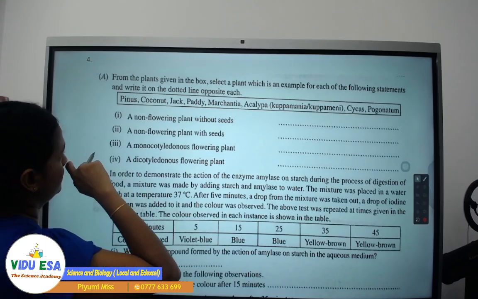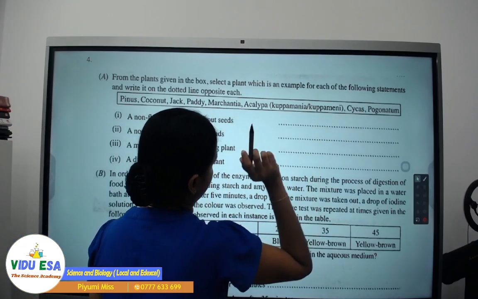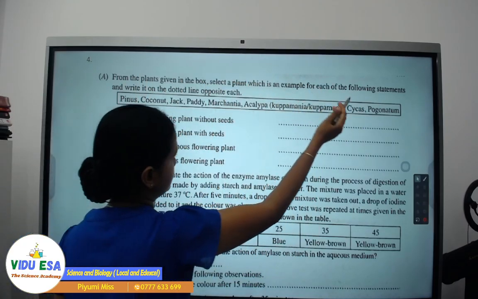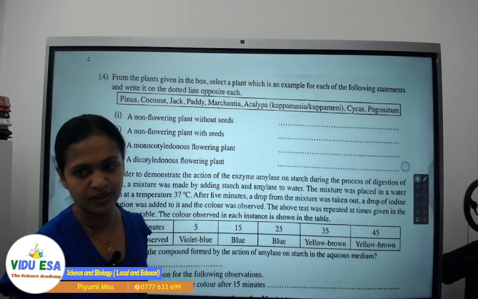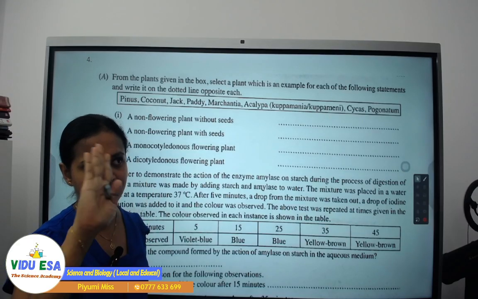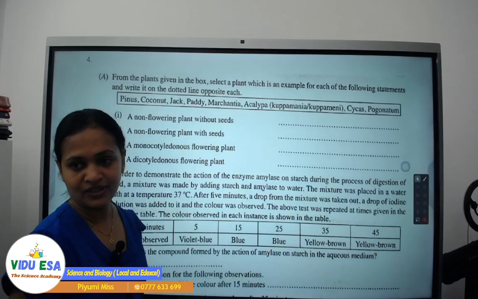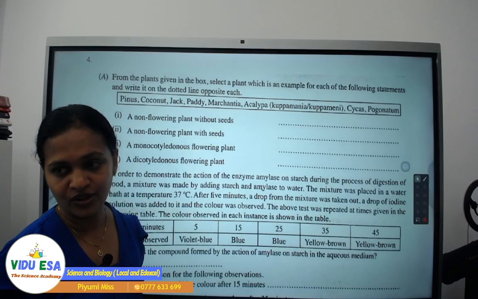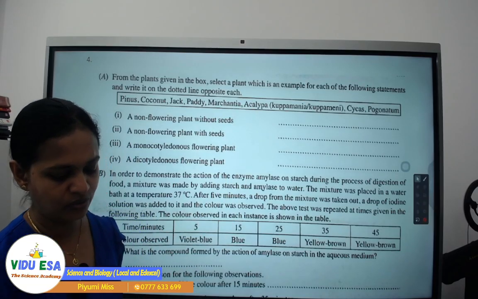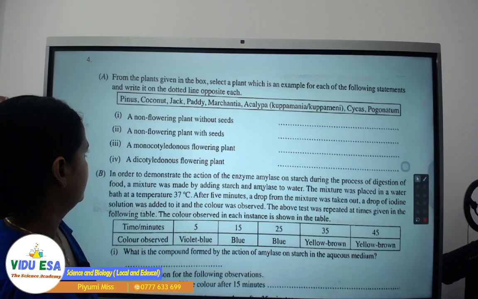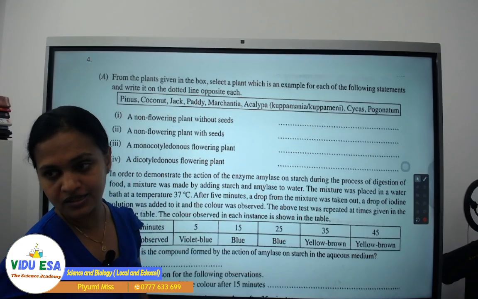So the non-flowering plants here are Pinus, Marchantia, Cycas, Pogonatum. Pinus and Cycas are non-flowering seed plants, gymnosperms. And we have a chart on plant classification. A non-flowering plant without seeds, you have to say either Marchantia or Pogonatum, 1 mark. Non-flowering plant with seeds, either Pinus or Cycas, 1 mark.